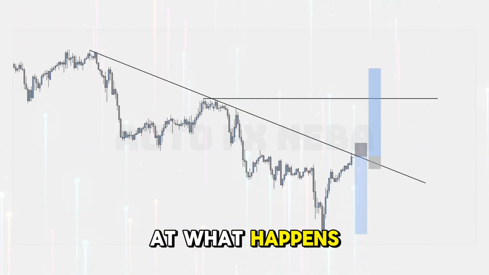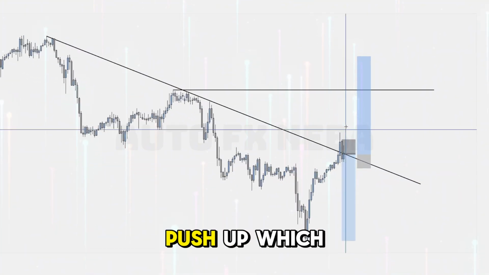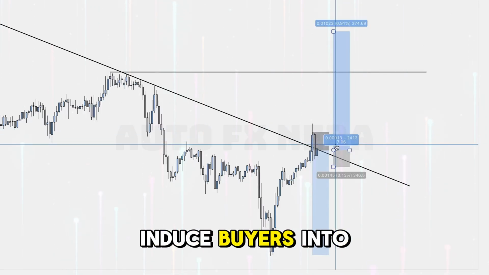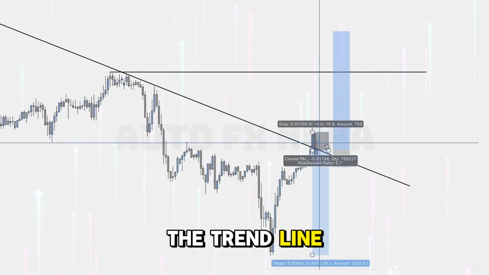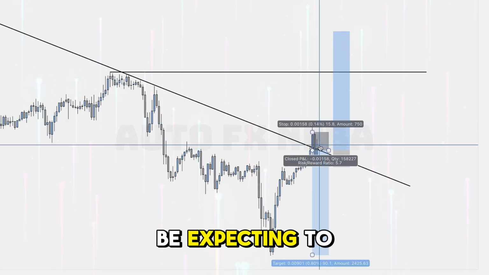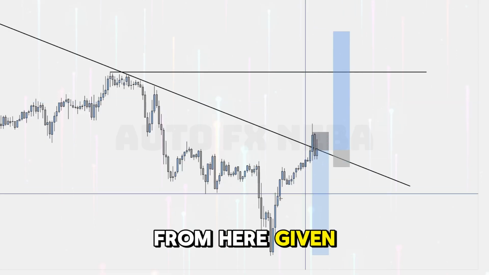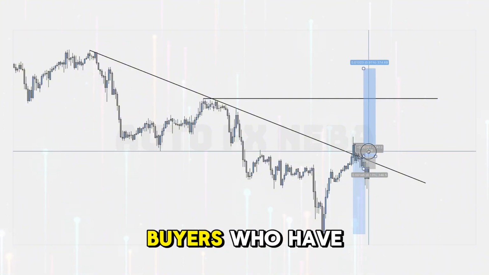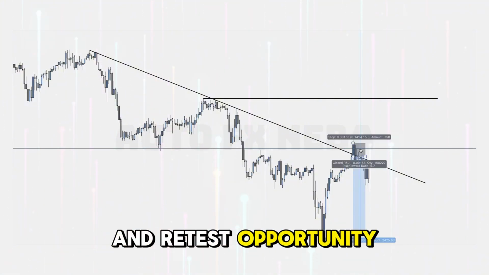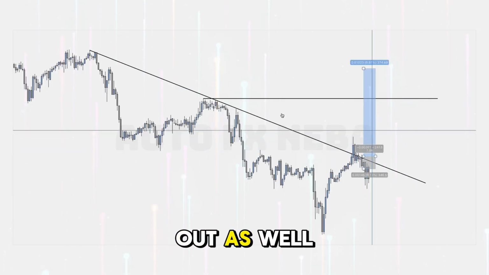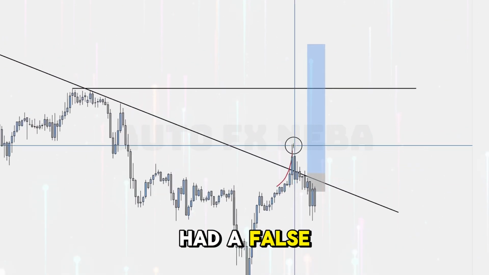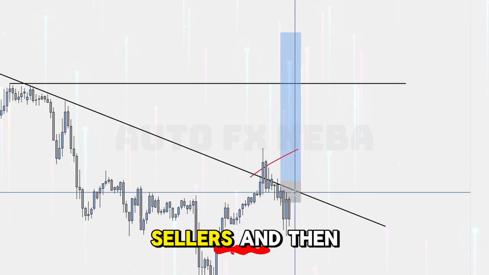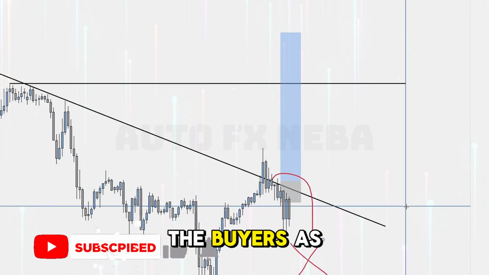Now let's take a look at what happens in the price action. You see that we get a push up, which would stop out the sell trader. And this is also going to induce buyers into the market because sellers now see, okay, the trend line broke. It closed above, so we would be expecting to see a continuation higher from here, given that the trend line has broken in our favor. So then, as you see, trend line buyers who have now seen this as a break and retest opportunity are going to be getting stopped out as well. Because what's actually happened is we've had a false break here, which looks like it's breaking out. This stops out sellers, and then it stops out the buyers as well.